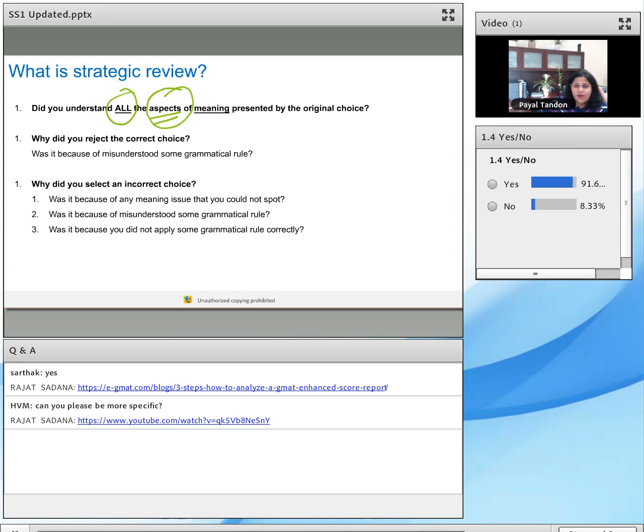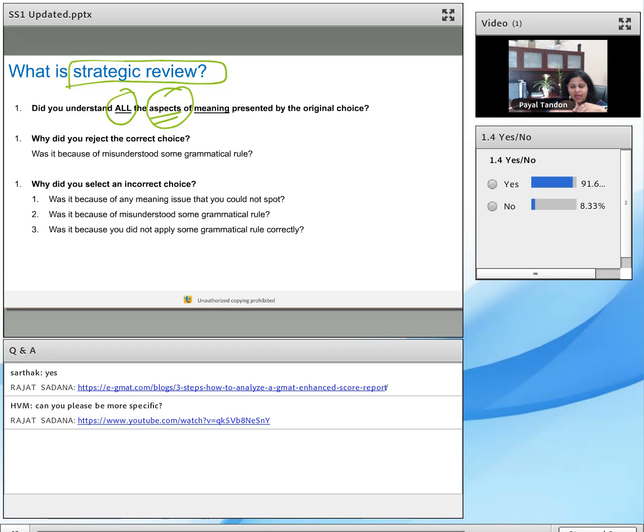These are the questions I want you to answer after reviewing each and every detailed solution of the question that you solve. This is what we call strategic review. So there's strategic pausing, a method to read and understand the meaning of the sentence. Then there's strategic review to get feedback so that you can implement that feedback for the rest of the questions that you attempt. And this needs to be a constant effort.